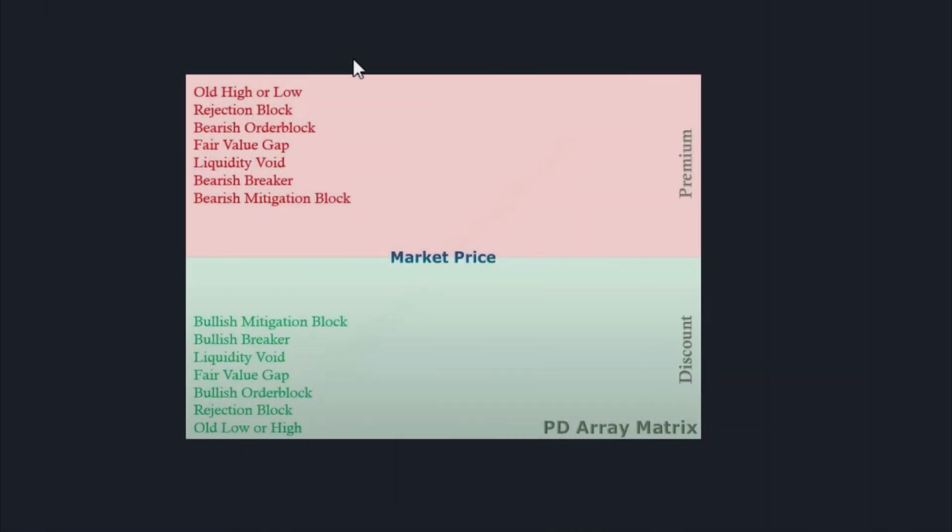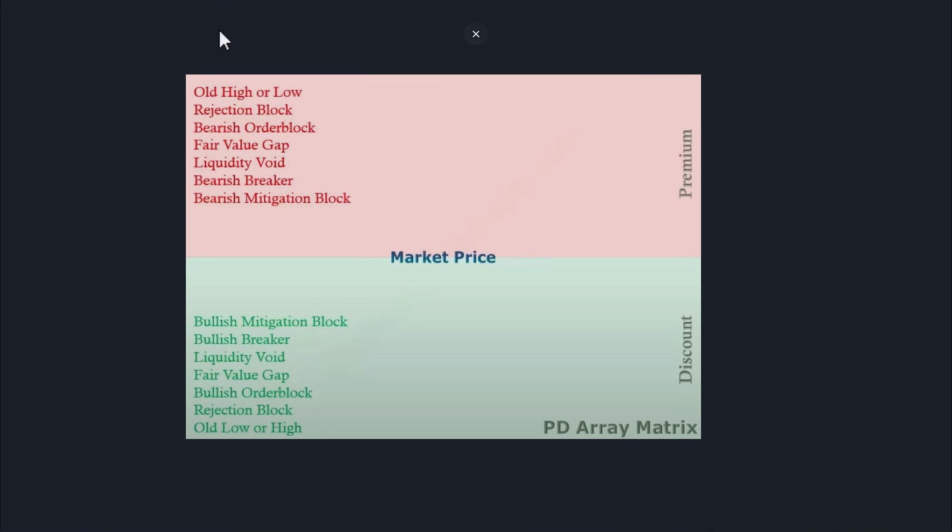So as you can see, what we have here is the PD array matrix. The PD array matrix consists of 7 PD arrays on the premium side and 7 on the discount side. The first PD array in the sequence is a bearish order block, a balance price range. The second is the fair value gap, an imbalance price range. The third is a liquidity void, an imbalance price range. Fourth is a bearish breaker, which is a balance price range. Fifth is a mitigation block, again a balance price range.